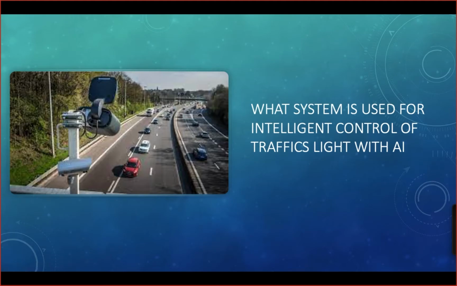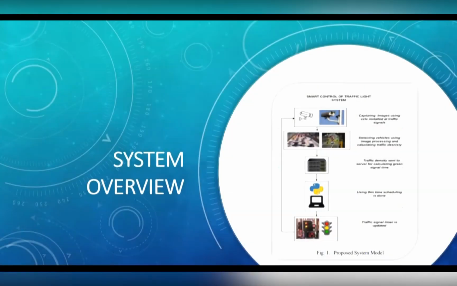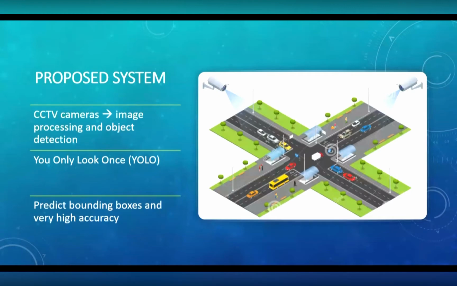The smart control of traffic light using AI is a promising solution. Now, let's see an overview of the system. So, the proposed system uses CCTV cameras from the traffic junction to calculate the traffic density by image processing and object detection. For the software, we are using YOLO, which means You Only Look Once, to detect the number of vehicles of each class, such as cars, bikes, buses, trucks.